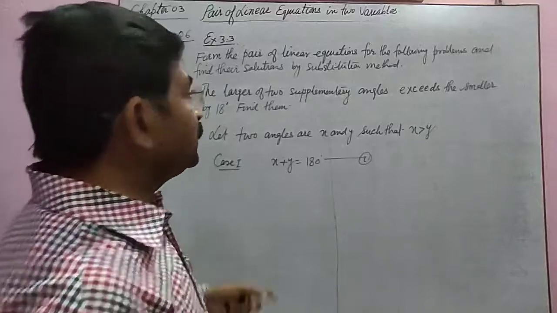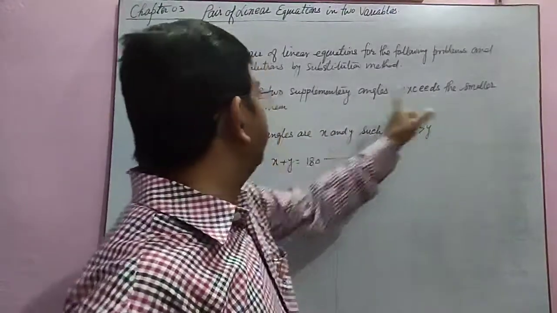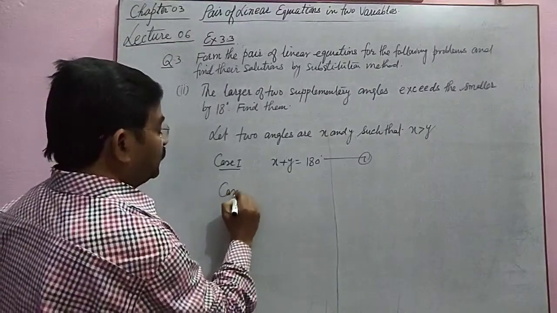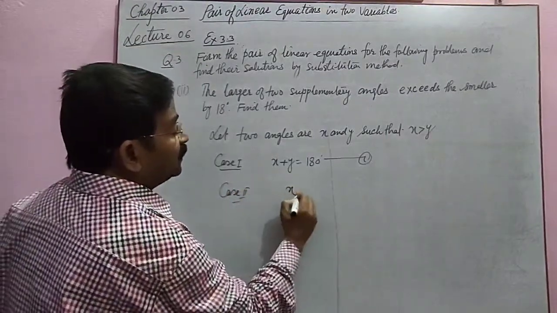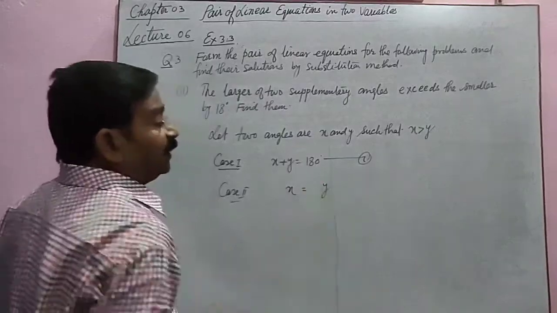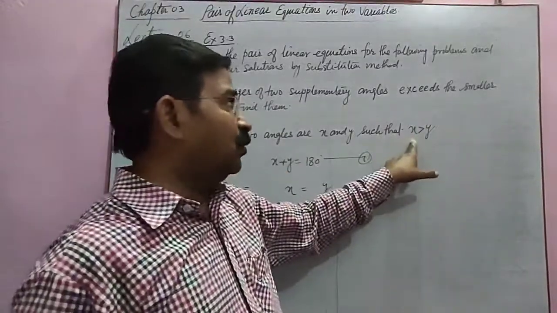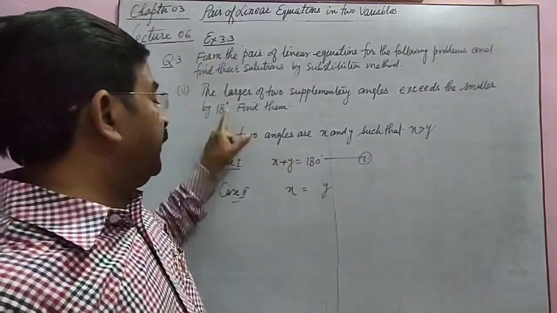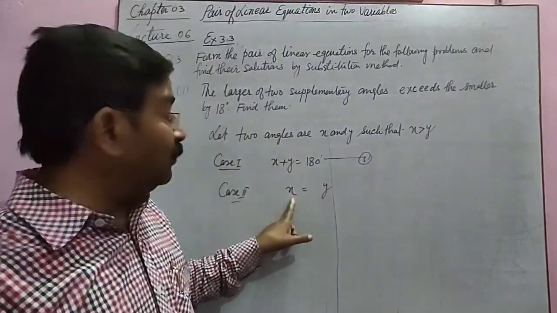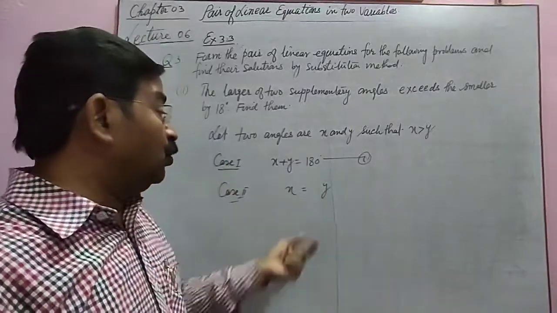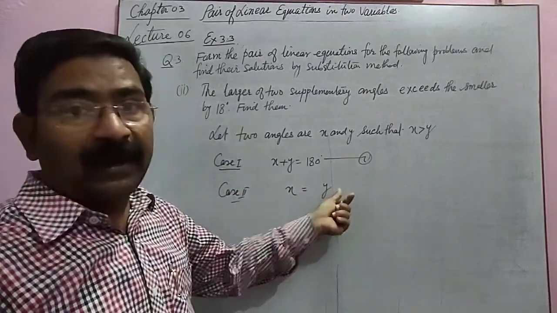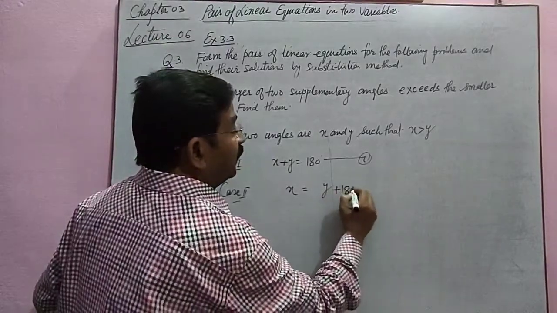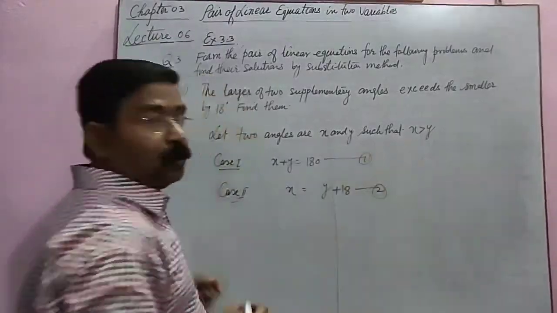Now in second case, one of the angles exceeds the smaller angle by 18 degrees. See, this is x and this one is y. x is larger, so larger will exceed the smaller by how much? By 18, means x is exceeding y by 18. So you can add 18 to y so that they will be equal. Now this is x equal to y plus 18. Let this be equation number 2.